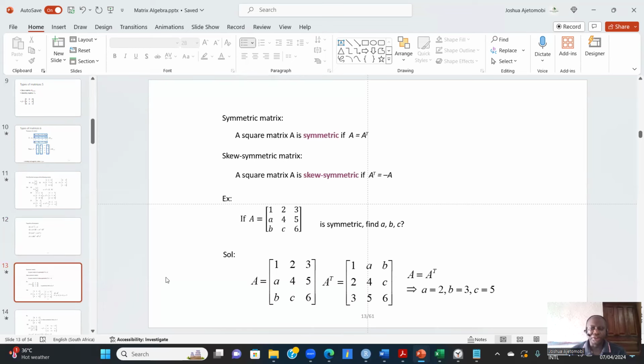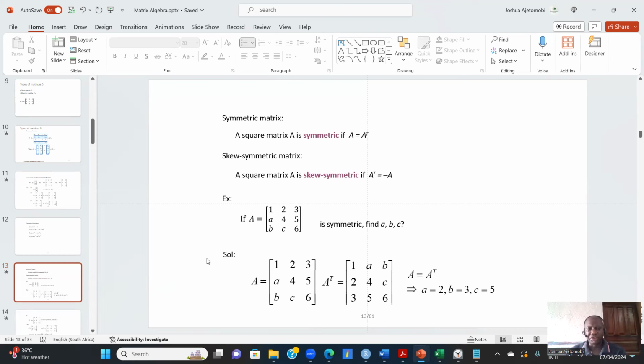Another type of matrix that we need to pay attention to is symmetric matrix. It's a square matrix where the matrix is equal to its transpose. A skew symmetric matrix is a square matrix where the transpose of the matrix is equivalent to the negative of the original, or where A, that is the matrix, is equivalent to the negative of the transpose.